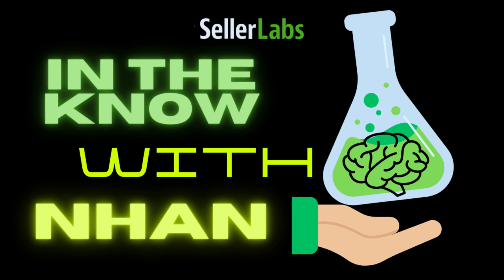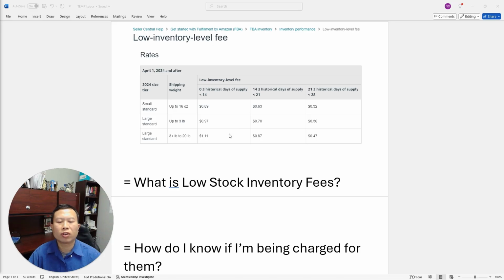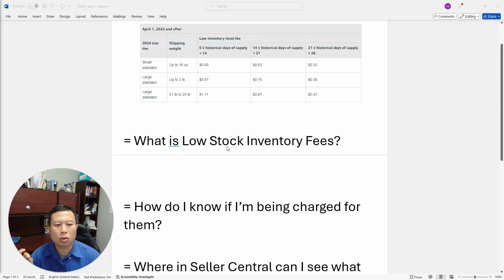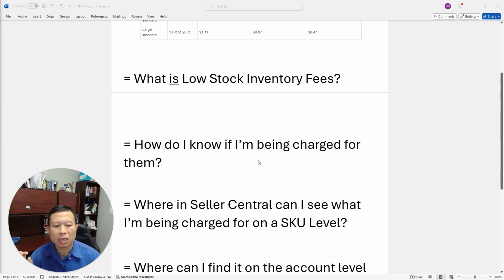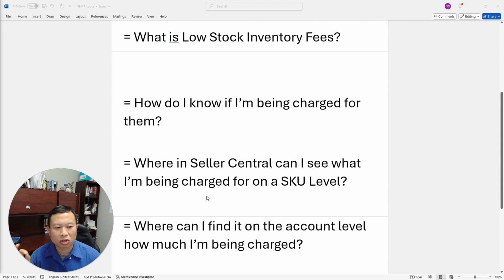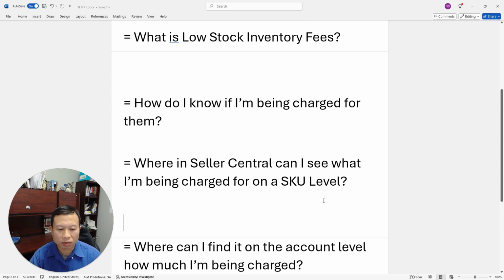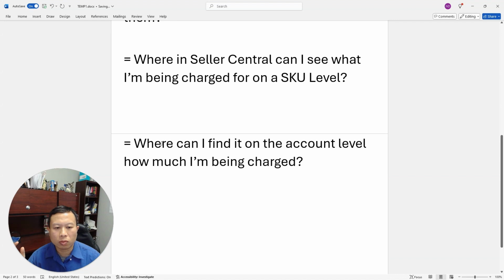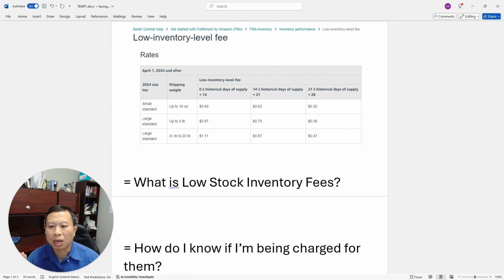In this video, I'm going to be talking about the low inventory fee. What is the low stock inventory fee? How do I know if I'm being charged for it? Where in Seller Central can I see that I'm being charged this fee on a SKU level? And where can I find, on an account level, that I'm being charged each month, and how much? Those are the questions I'll be answering today.